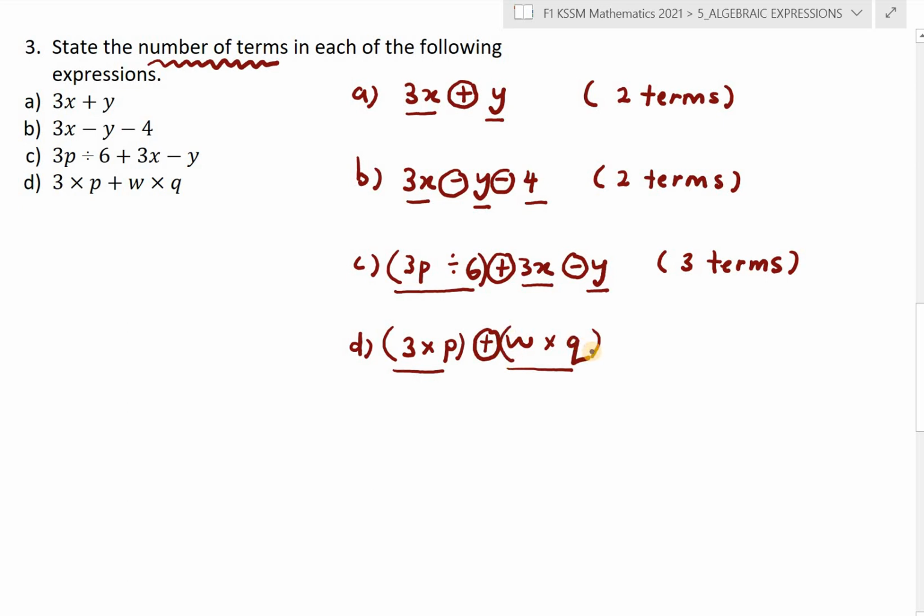So, how many terms do we have? 1 and 2. So, we have 2 terms. Okay, right here, 2 terms. Okay, so I hope untuk mengira bilangan terms ataupun number of terms ini awak tak ada masalah untuk faham. Alright, let's proceed to another one.